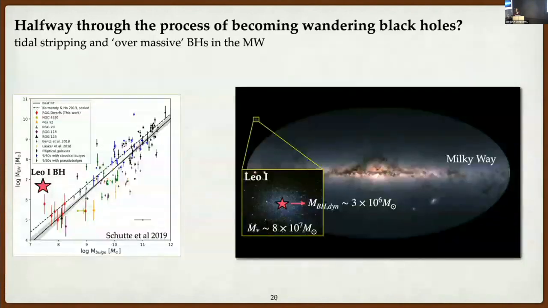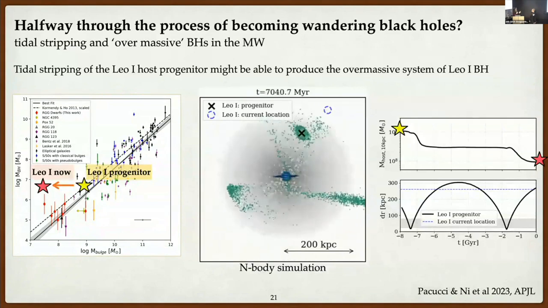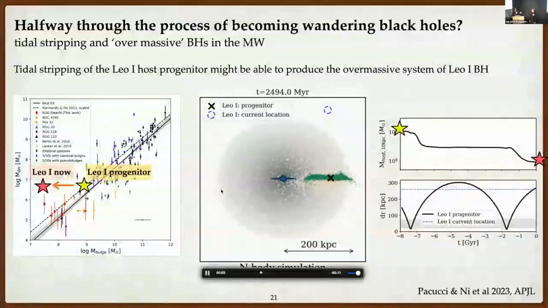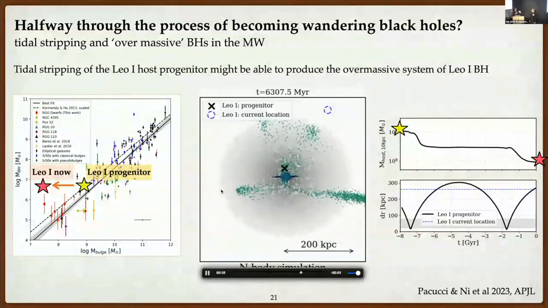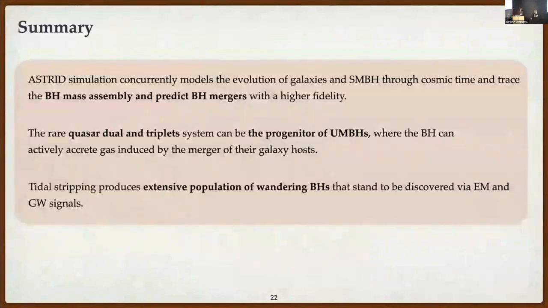The final add-on point I want to make is that the same procedure of tidal stripping can also explain the overmassive black holes in today's universe. Here I quickly show how we are able to make an overmassive black hole in the Leo I system, which is the most distant dwarf spheroidal galaxy associated with the Milky Way, but features an overmassive black hole in the center. The tidal stripping event can produce those systems, as it's like a halfway process through the wandering black hole process. That's the end of my talk. Thank you very much.